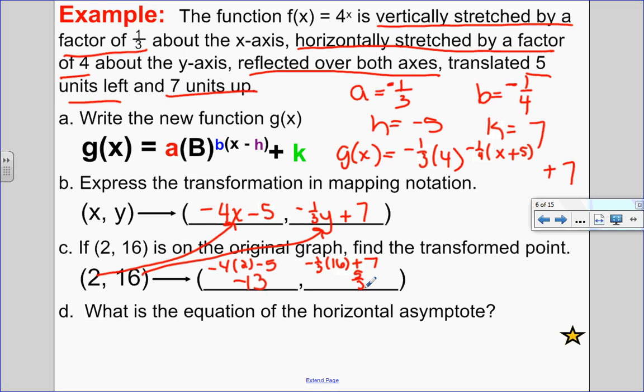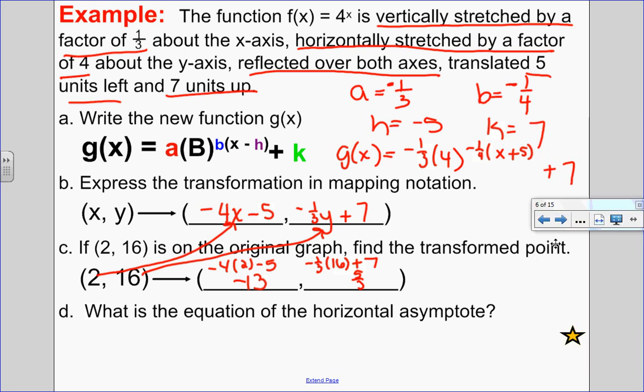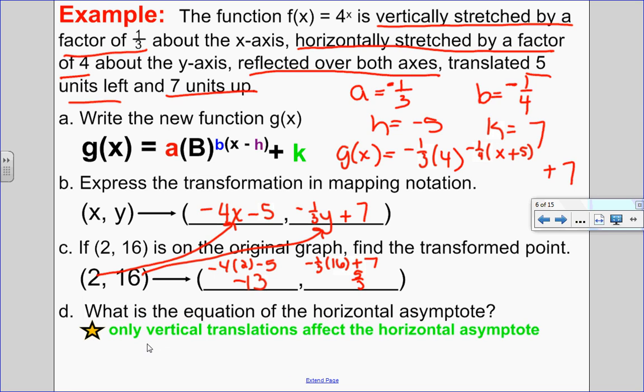Last question, what is the equation of the horizontal asymptote? So horizontal asymptote, that y equals equation, is only affected by a vertical translation. So if you think about my base function that we learned in 7.1, my base function had a horizontal asymptote of 0, but I've moved this new function up 7 units. So the horizontal asymptote will also move up 7 units to be y equals 7.